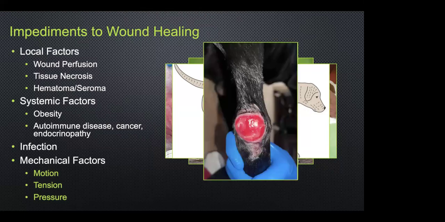This is an example that I'll touch on a little bit later, but it's a wound that was right over the point of the hock. And you can see here that there's already epithelialization around the edge occurring, and a healthy bed of granulation tissue starting to epithelialize in the middle. But being right over the point of the hock, you're working against really all three: motion, tension, and pressure.